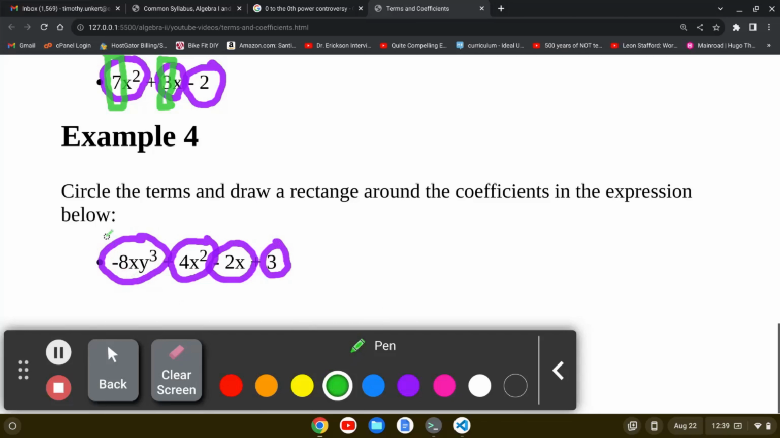As for the coefficients, we have negative 8 here is one of the coefficients. 4 is the other coefficient. And then the minus 2 is the other coefficient. And that's basically it for terms and coefficients.